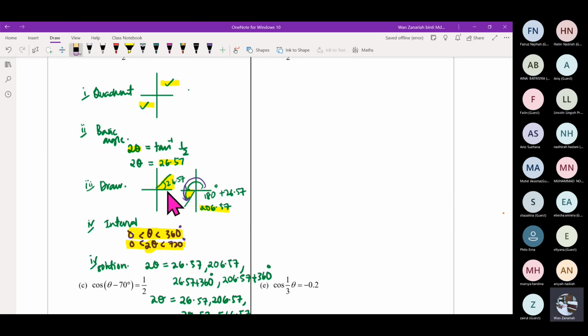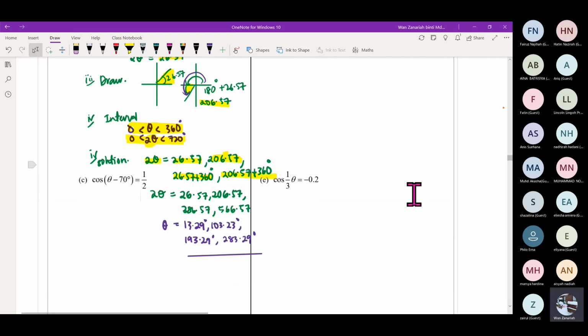So jawapan you yang tadi tu 26.57, ini you kena tambah dengan 360 untuk dapat jawapan yang ketiga. Boleh students? Boleh, madam. Kemudian your second answer tadi ni you kena plus with 360 lagi. So you dapatlah your fourth answer. So ini semua yang you cari ini adalah 2 theta. Alright, scroll down. Setelah plus dengan 360, I get 286.57. Yang ini dah tambah, I dapat 566.57. Okay, ini semua sudah dapat 4 jawapan.